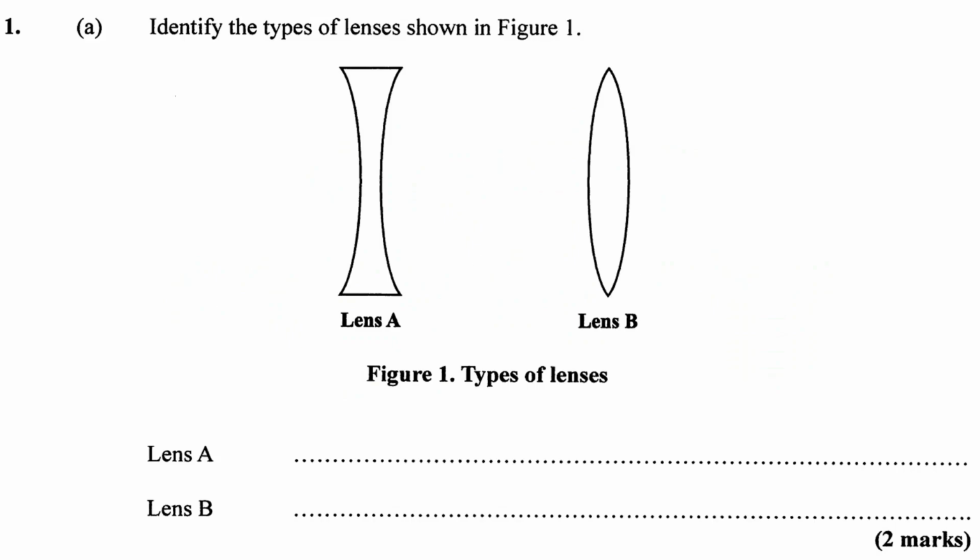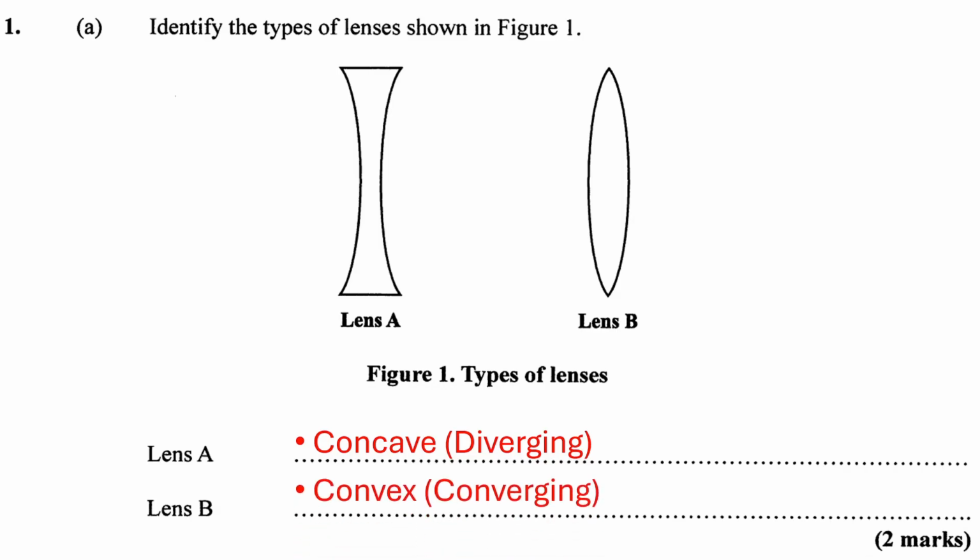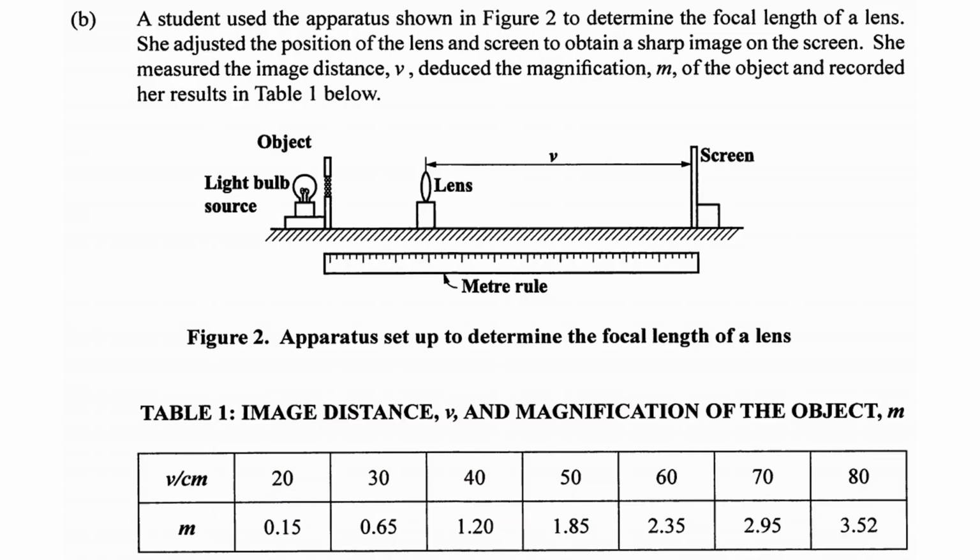Question 1. Identify the types of lenses shown in figure 1. So lens A, that is a concave or diverging lens. Lens B, that is a convex or converging lens.